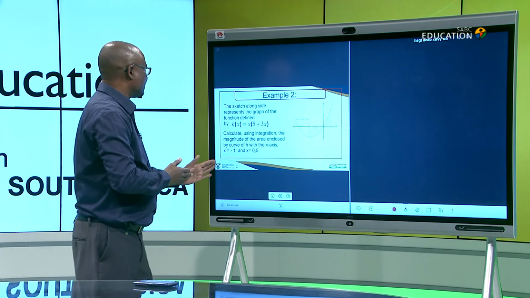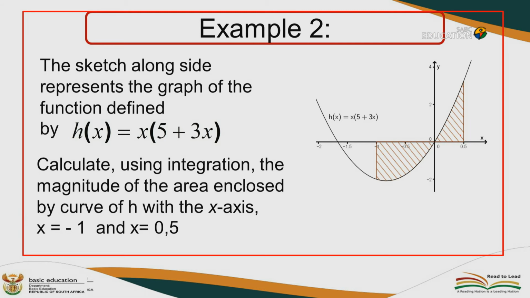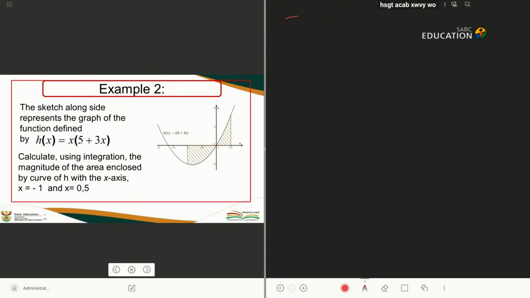Number 2, you are given the sketch alongside, which represents the graph of the function defined by h of x, x into 5 plus 3x. Like we did with the indefinite integral, where there's a product of factors, before anything, multiply it out. When you multiply out, this is going to give you 5x plus 3x squared.